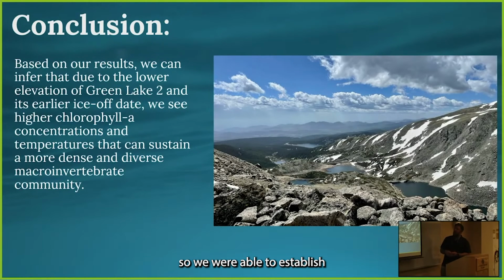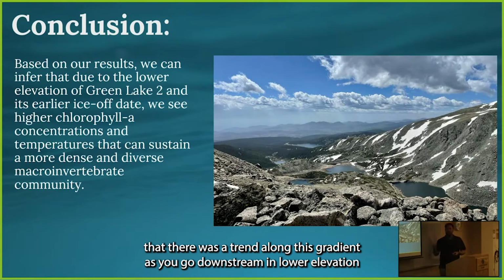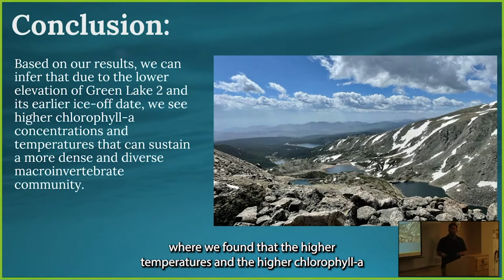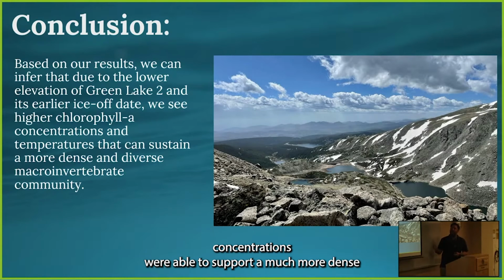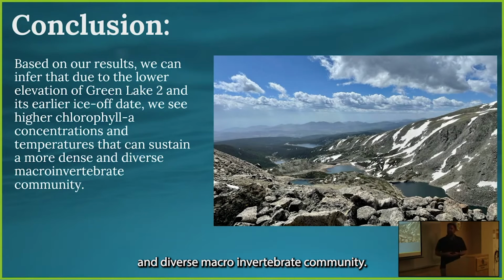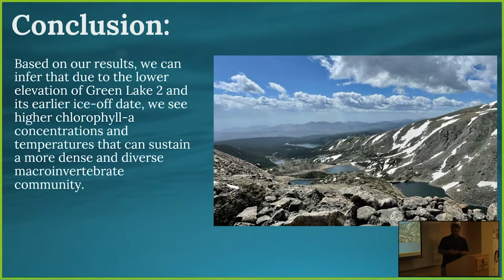So we were able to establish that there was a trend along this gradient as you go downstream to lower elevation, where we found that the higher temperatures and the higher chlorophyll A concentrations were able to support a much more dense and diverse macroinvertebrate community.